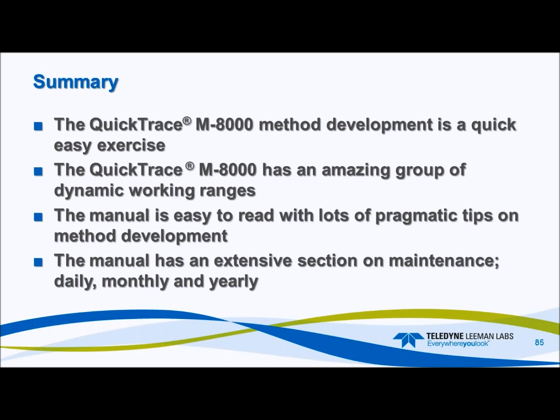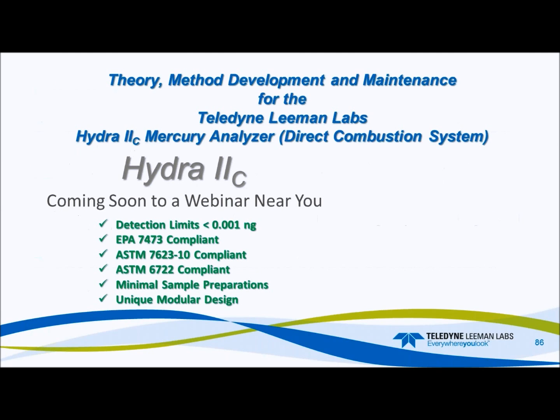So the QuickTrace system, method development, in my opinion, quick and easy. It has an amazing group of dynamic ranges. I mean, really, we're talking trace analysis, sub-ppt to sub-ppm analysis on the same system. I don't believe there's any other system on the market today that can achieve those dynamic ranges. The manual is easy to read. There's lots of pragmatic tips in there on method development, and we have a good extension in sections on maintenance, daily, monthly, and yearly within the system.